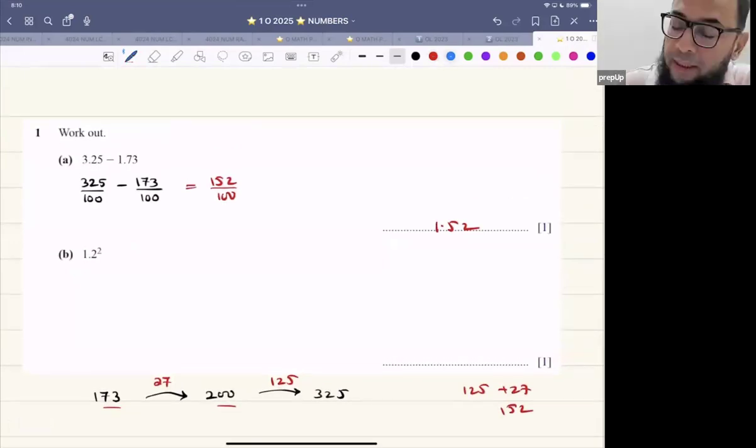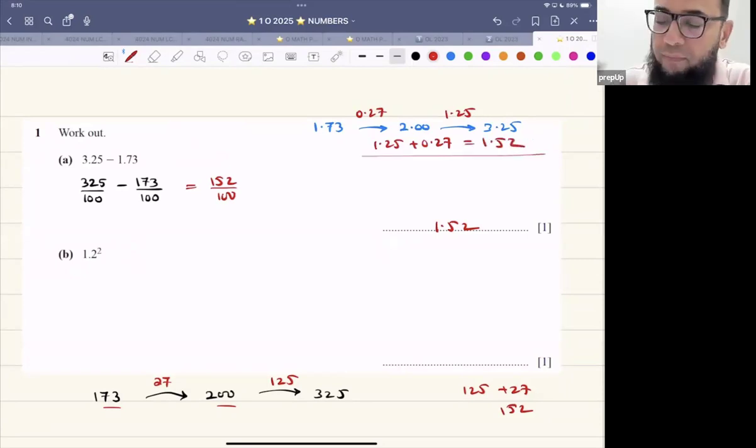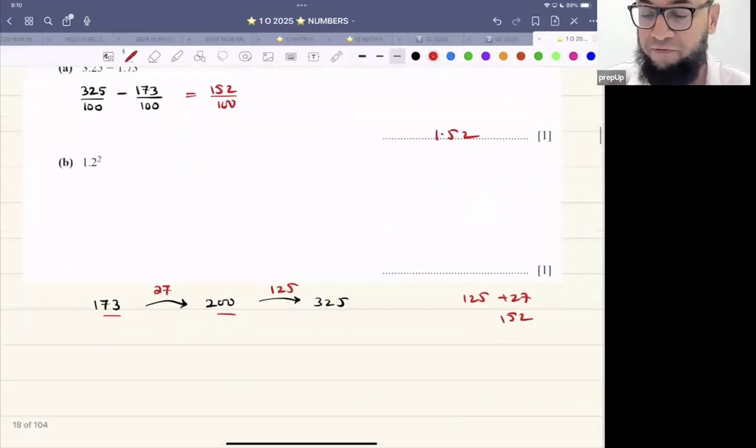Some people, they can work it like this: 1.73 into 2.00 into 3.25. So this is 0.27. This is 1.25. 1.25 plus 0.27, this is 1.52. So again, two different methods. I think I just love new methods.